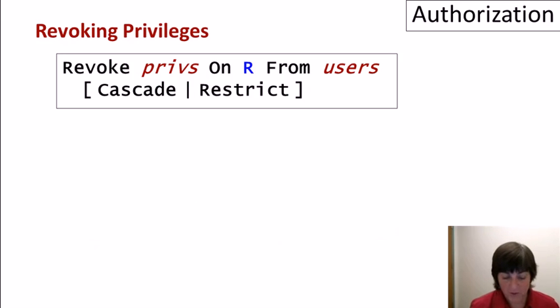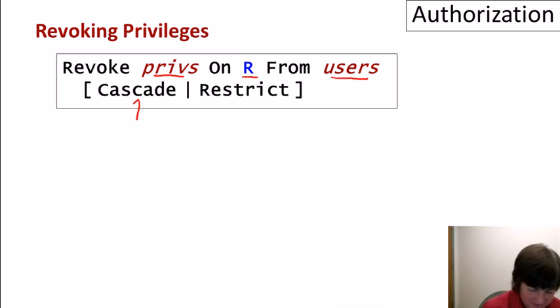Now, how about the revoking of privileges? This gets a little more interesting. So the command is revoke privileges. Again, it would be a list of privileges on a particular relation from users. And again, that would be a list of usernames with the possibility of the special name public. And then there are two options for revoking privileges called cascade and restrict. And they have to do with what happens when privileges are being revoked from a user who was granted the ability to grant privileges to others.